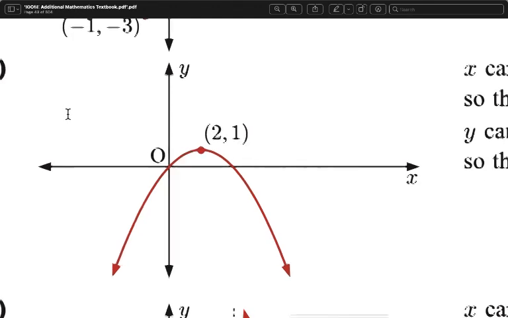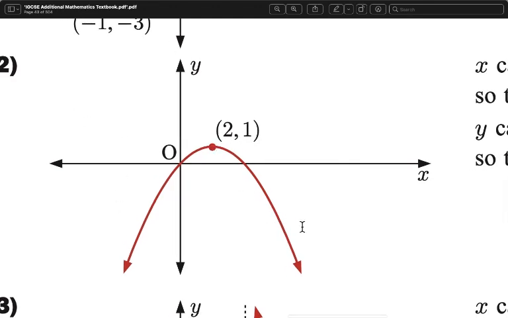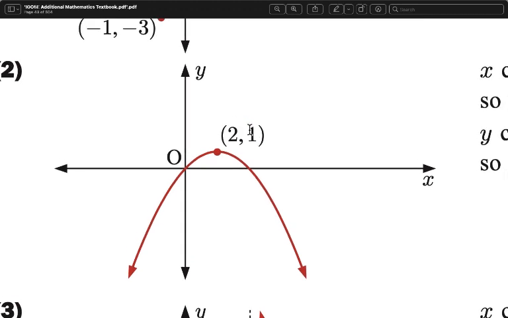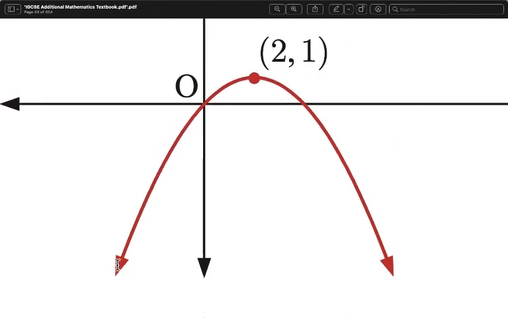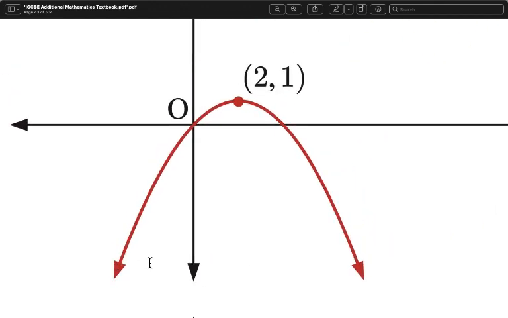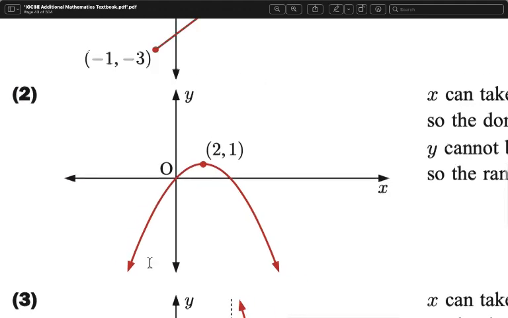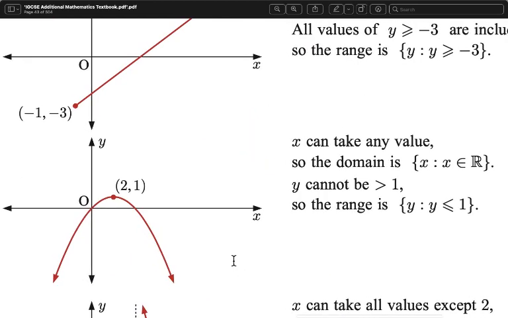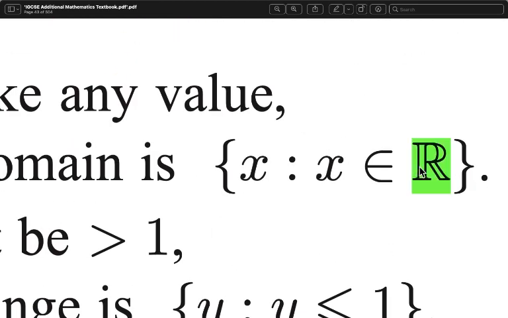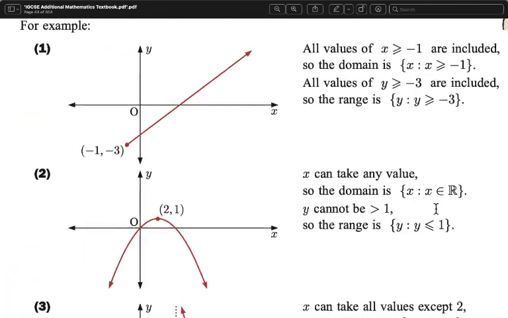This is a quadratic function with a parabola. The vertex point is (2, 1): x is 2, y is 1. Look at the domain first. There is infinity for the x value because, as you can see, on both sides of the parabola, x can keep increasing and decreasing for whatever given value and obtain a value of y. So the domain is x belongs to R, which means that x can equal any real number.